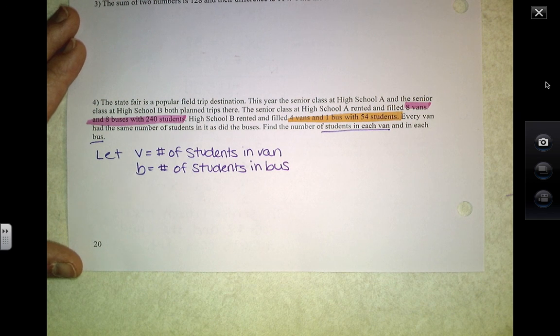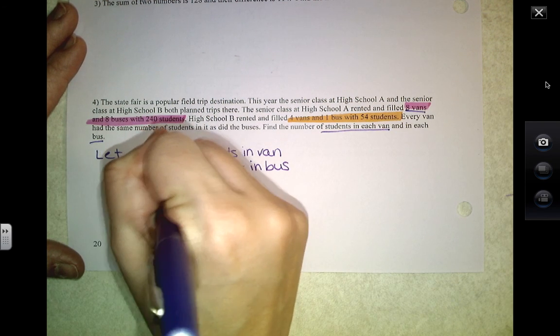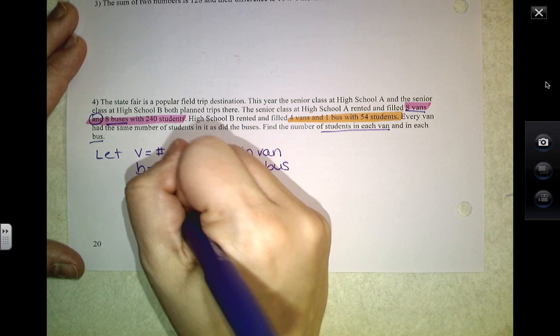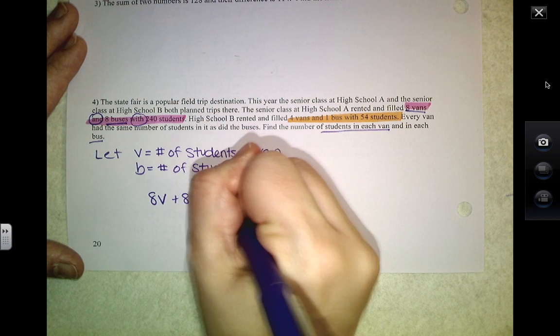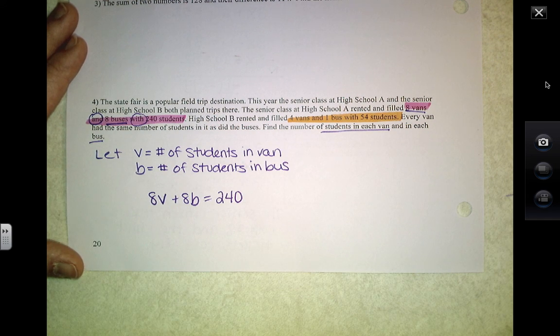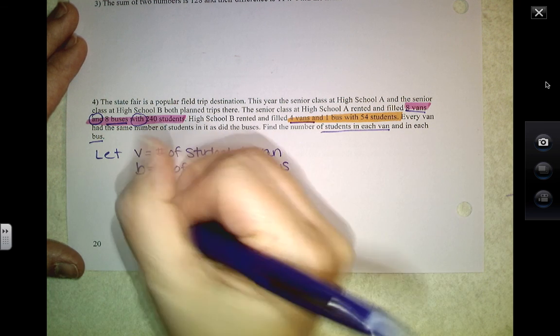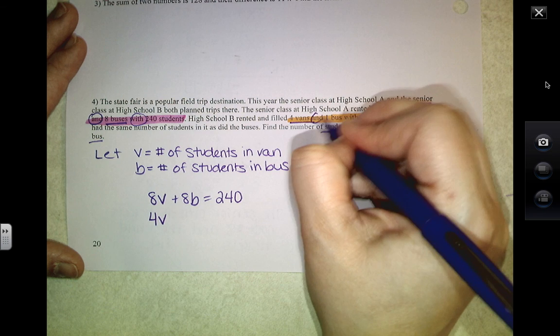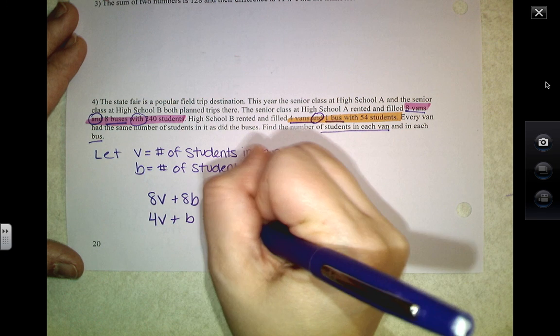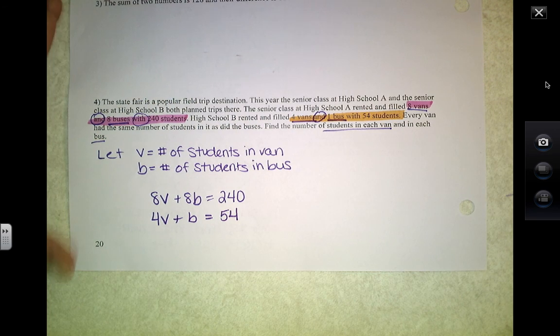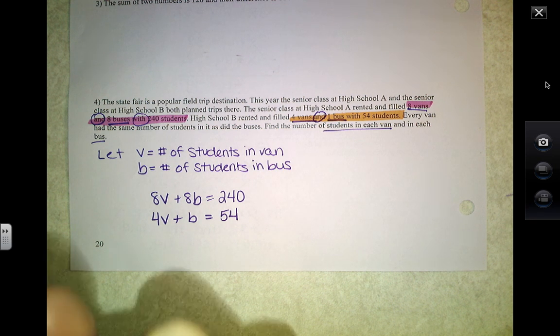Now, as I was reading, I was highlighting, so we're going to use the pink highlighting to write our first equation. So 8 vans, we'll write 8V, and 8 buses, plus 8B, equals 240 students. Our second equation will come from the orange: 4 vans, so 4V, and 1 bus, so plus B, was filled with 54 students. And there's our system. So go ahead and solve that system, and I'll give you my personal opinion.